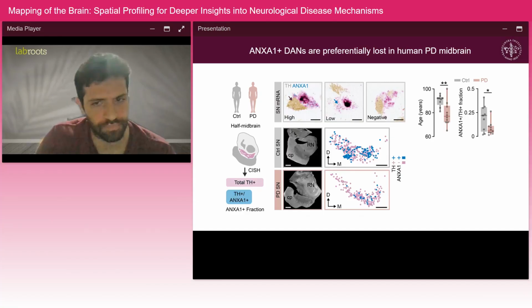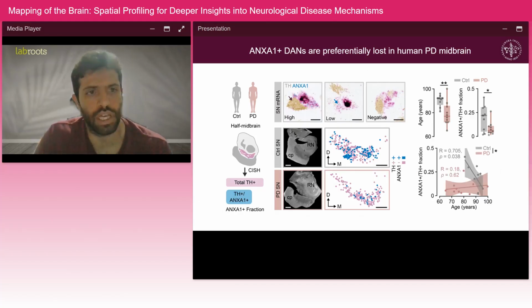And interestingly, as I mentioned, the tissue that we get is mostly late stage Parkinson's disease, so we tried to see in the control brains as well. If we correlate with age, the ANXA1 population seems to be declining. Usually control brains have subclinical Parkinson's disease, because it's also a disease of aging, of normal aging even. So it seems that ANXA1 can predict even mild disease.